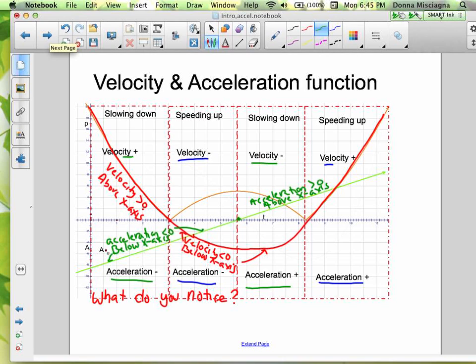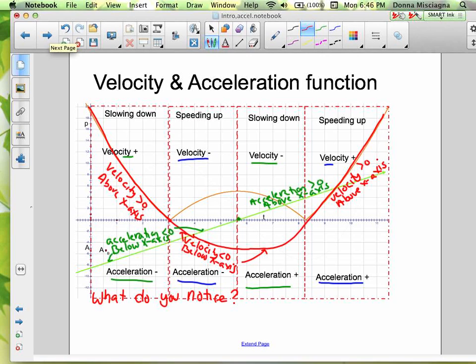If we look at the last section of the graph from about 8.2 to infinity, notice now that the velocity is positive. It's greater than 0 because it is above the x-axis. Acceleration continues to be positive. It's also above the x-axis. So you might have noticed something here.